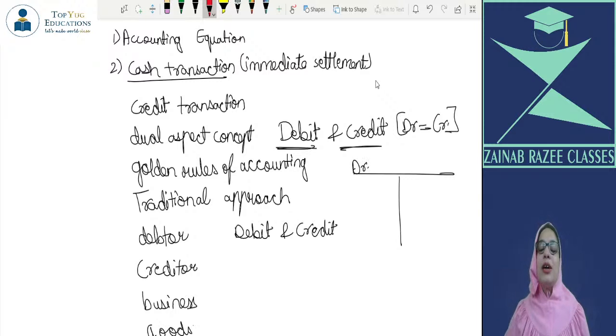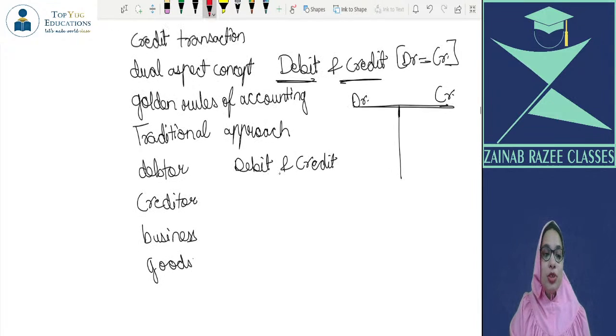Debit is the left side of the account and credit is the right side of a T account. What are these T accounts? We'll come into more details later on. Right now, we've not understood how to make those T accounts, right? Yes. So we just understood that there is a debit, there is a credit. Debit is the left hand side, credit is the right hand side. Then after that, we'd come on to the traditional approach.